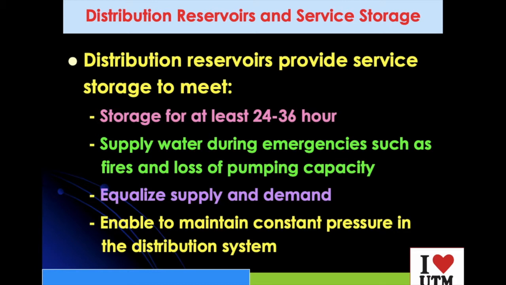Let's say one town, town A. Normally it needs 40 million liters per day. So the storage reservoir should have at least that amount; it should store 40 million liters. Or 60 million liters, because 36 hours is 1.5 days. So that if there is an emergency and the water treatment plant stops operating, they can still provide water to the service area.